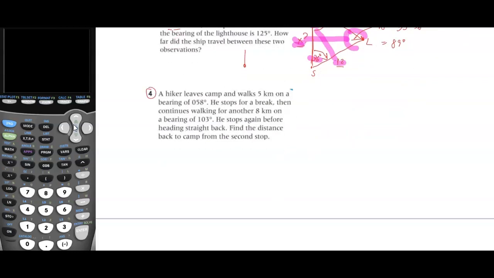A hiker leaves camp and walks 5 kilometers on a bearing of 058 degrees. Okay, so this is a three-digit bearing, which means it's measured from north clockwise. 58 degrees is less than 90, so it would look kind of like this. And he walks 5 kilometers on this bearing. He stops for a break here, and then he continues walking for another 8 kilometers on a bearing of 103. Now remember, a 103 degree bearing is measured clockwise from north, and 103 degrees is slightly more than 90. So you would basically be walking back a little bit, and this would be 103 degrees, okay?